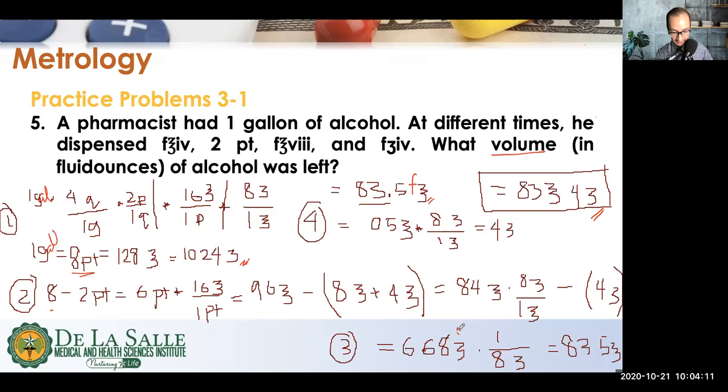Nung nasa grams na, so she converted it to ounces. Dito, naging 83.5 ounces. Okay? Tapos, supposing that I ask you to show or represent the answer in two denominations, ang sagot niya finally is 83 fluid ounces and 4 fluid grams. Okay? This is correct naman. This is correct, but there is a shorter way.